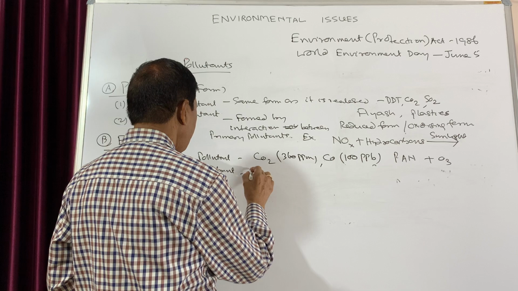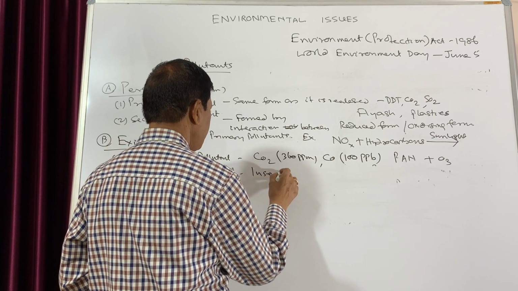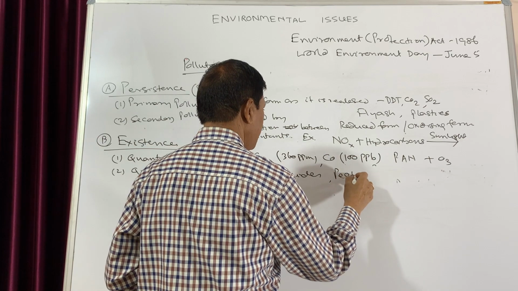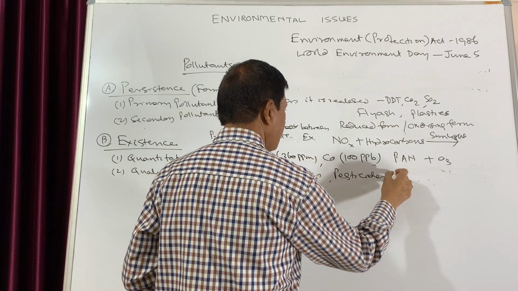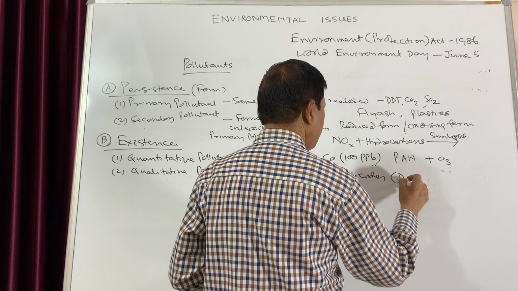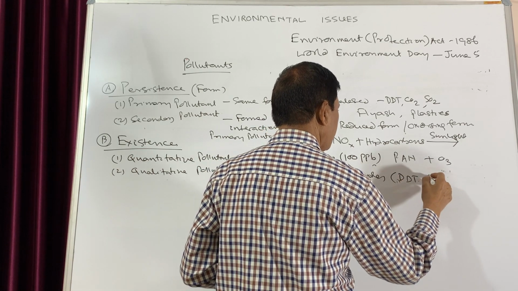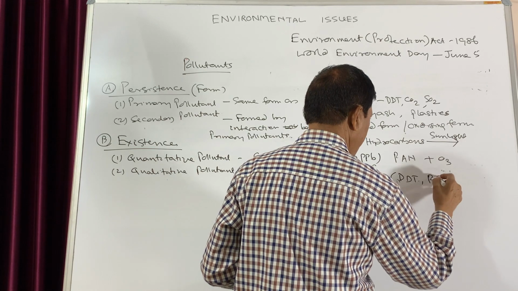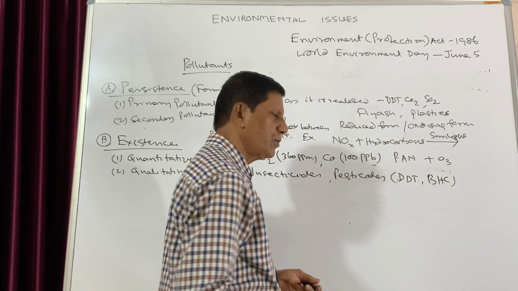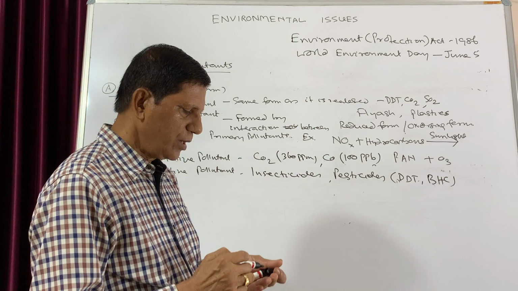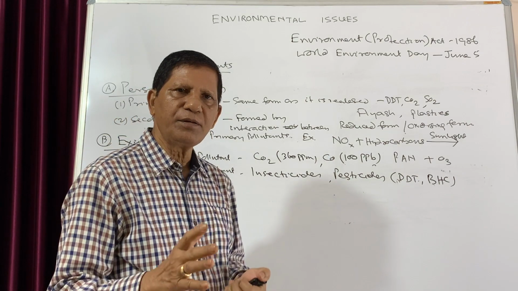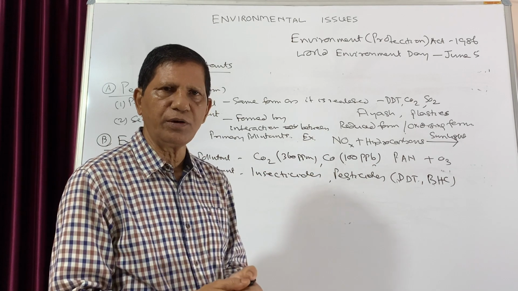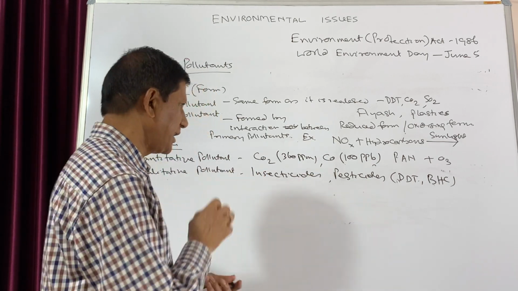The examples are insecticides and pesticides. Pesticides like DDT, then you can take the BHC, which we call as gammexane. So these are usually not present, but if they are added by human beings to the atmosphere, then they become pollutants. So this is the second type.